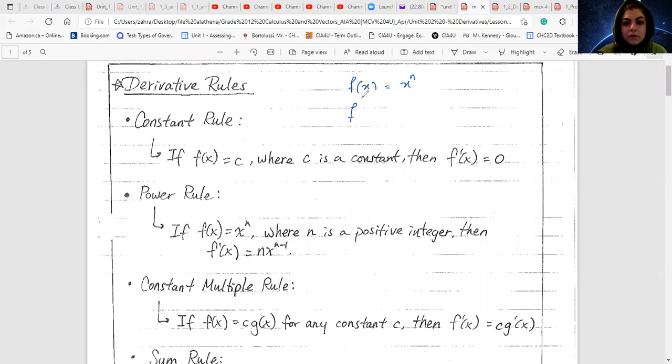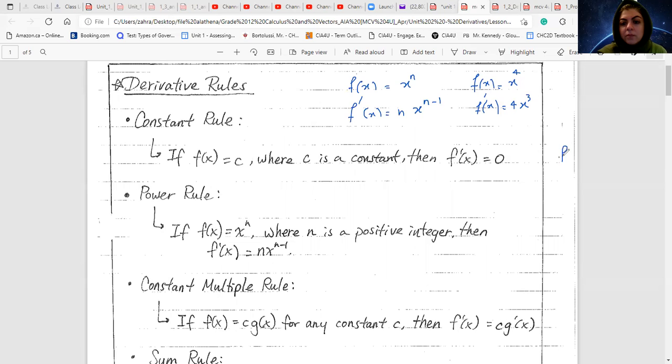It's the power of the x. So the derivative of that, the rule is bringing the power in front and power minus 1. Okay? I'm going to give you an example. Let's say f of x is equal to x to the power of 4. Then the derivative of this is going to be power in front, 4, and power minus 1. So 4 minus 1 is 3.